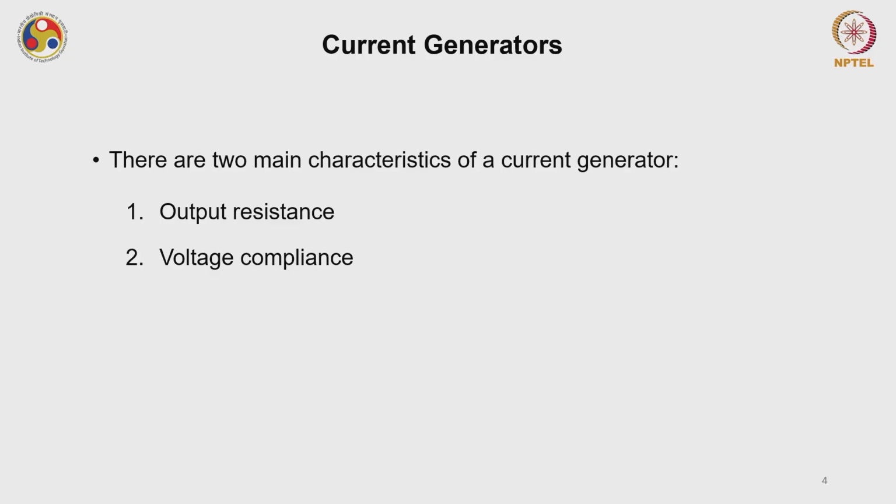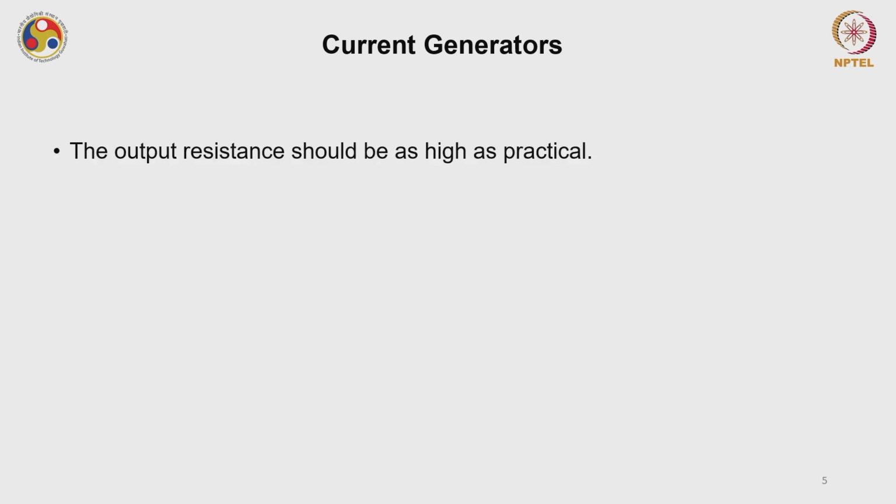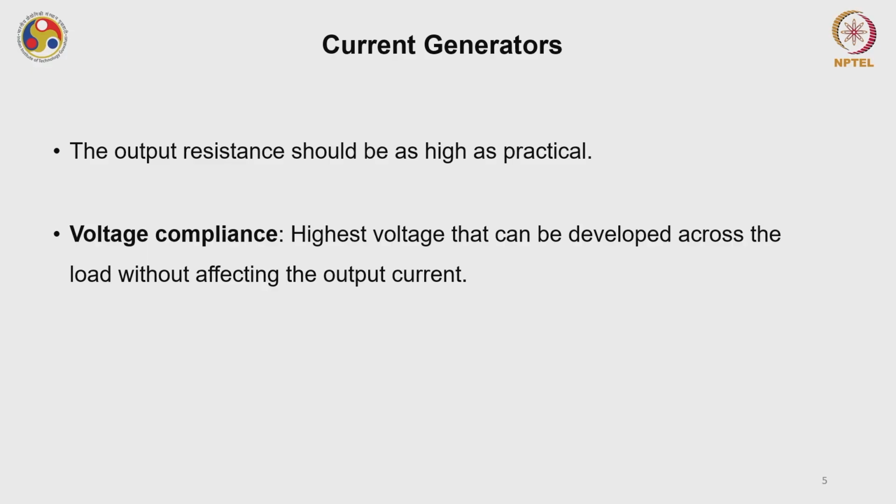There are two main characteristics of a current generator: the output resistance of the current generator and the voltage compliance. As we have discussed, the output resistance of a current generator should be very high, in fact as high as practically possible. The second thing, which is a new term in this course, is voltage compliance. Voltage compliance is the highest voltage that can be developed across the load without affecting the output current. You are not touching the output current at all, but you are tuning the voltage.